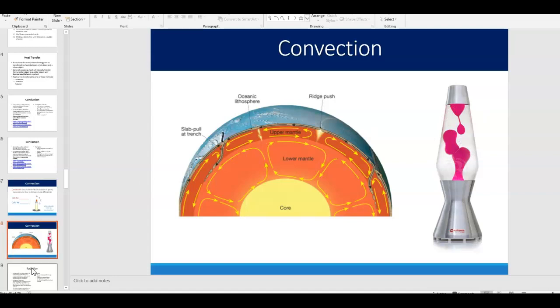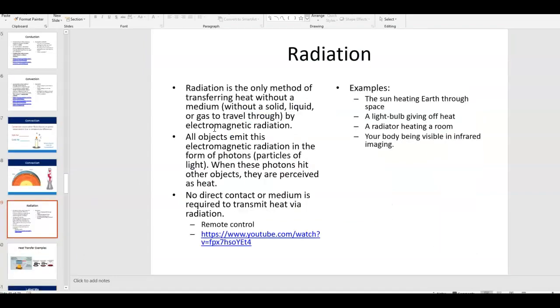And so the last method of heat transfer we're going to talk about is radiation. Okay, radiation is the only method of transferring heat without a medium, okay, without a solid, liquid, or gas to go through. Now, just to be clear, you can transfer thermal energy, you can transfer heat through radiation through a medium.